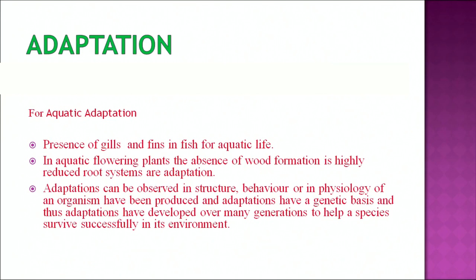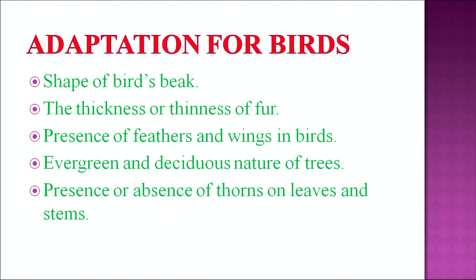Root systems are adaptations. Adaptations can be observed in structure, behavior, or in physiology of an organism, and adaptations have a genetic basis, and thus adaptations have developed over many generations to help a species survive successfully in its environment. Adaptations for birds: shape of bird's beak, the thickness or thinness of fur, presence of feathers and wings in birds, evergreen and deciduous nature of trees, presence or absence of thorns on leaves and stems.